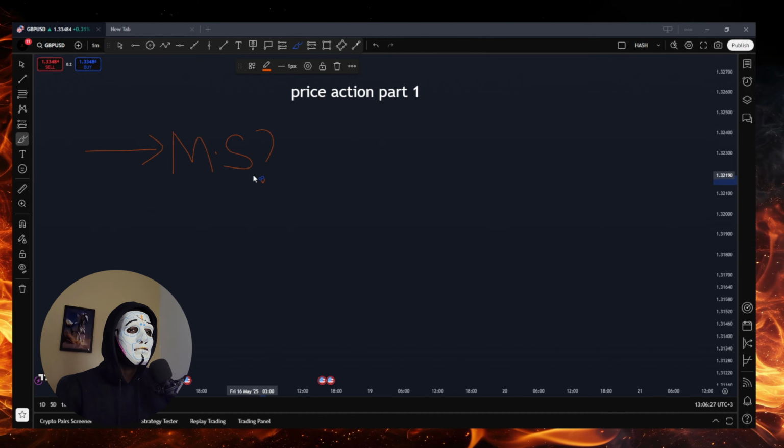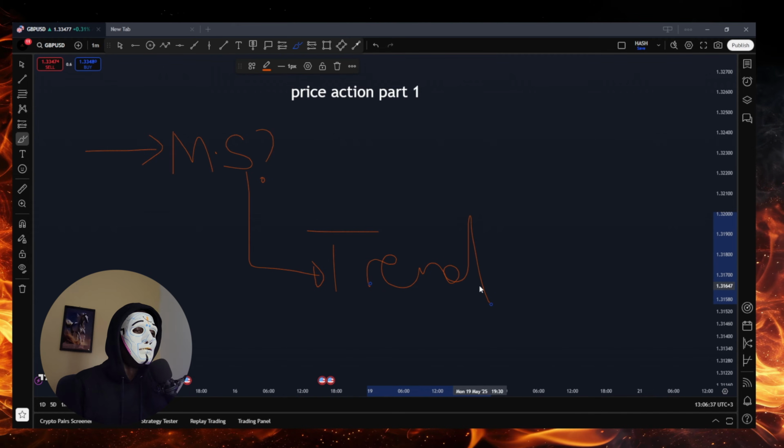And you will agree with me, you cannot talk about market structure without meaning the trend. What is the trend of the market? How is the market moving? The trend. So we are going to start with market structure to understand price action. Then we shall look at the candlesticks and so on and so forth.